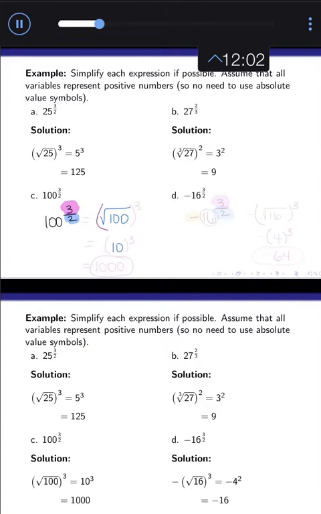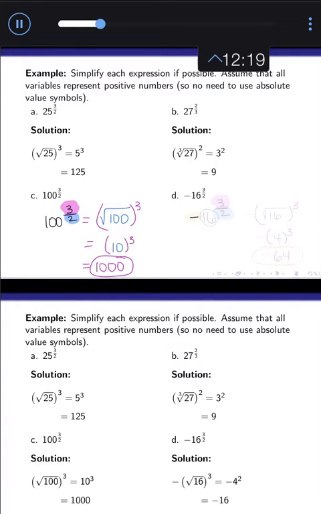So if we cube what we just got, our 10, second, that will give us our final answer of, well, 10 cubed is 1,000. So that's our final answer for part C.